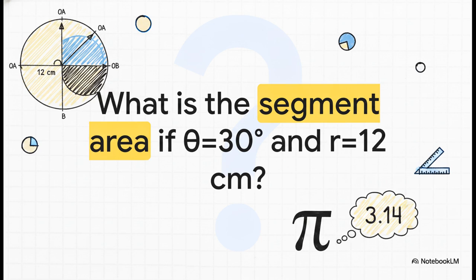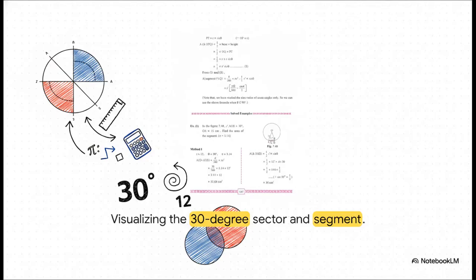They've also kindly instructed us to use the specific value of pi as 3.14. Now, before we start scribbling any numbers down, it's always best to visualize the problem first. Look at the visual on your screen.